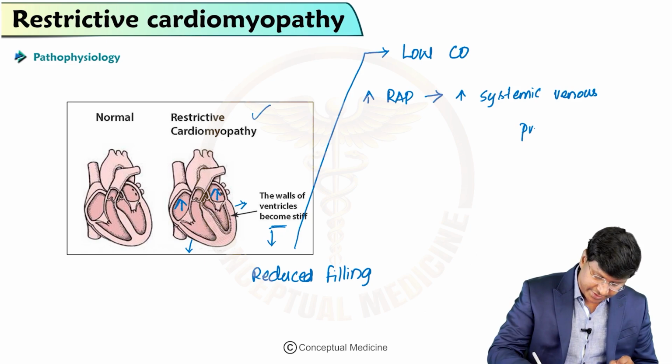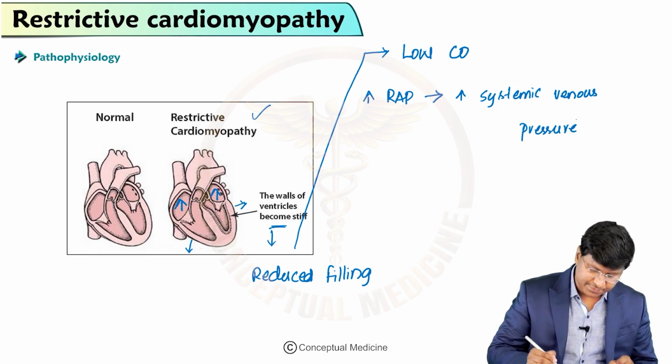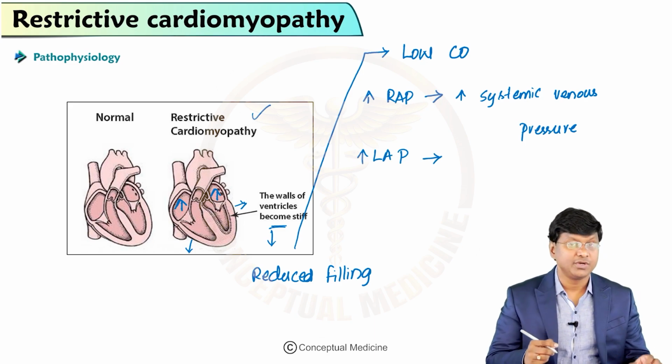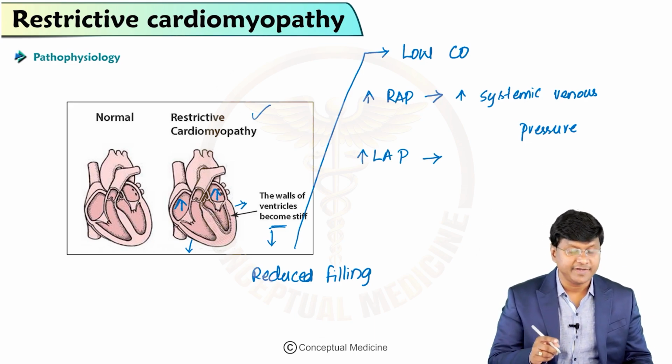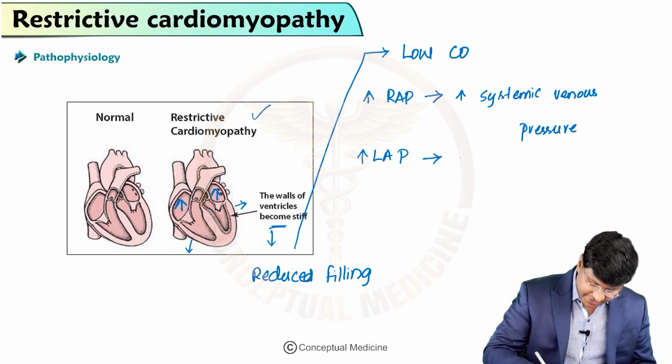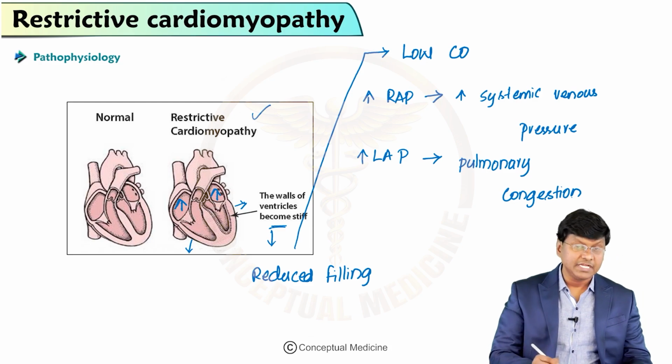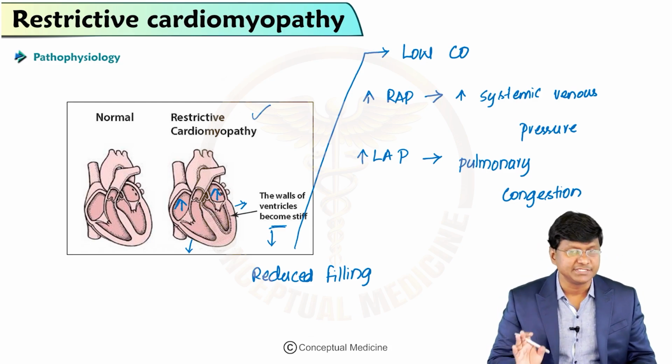Right, there will also be an increase in the systemic venous pressure. And because of the increase in the left atrial pressure, there will be pulmonary congestion.